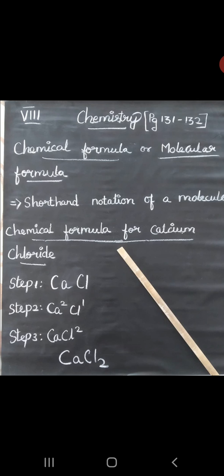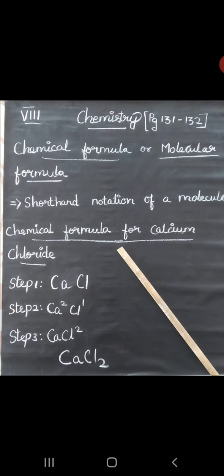We have to write the valencies of the two radicals. What is the first radical here? Ca, so the valency is 2. And for chlorine, here we have taken calcium chloride, the valency of chlorine is 1. So we write this in step 2.